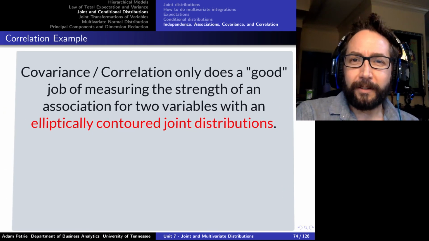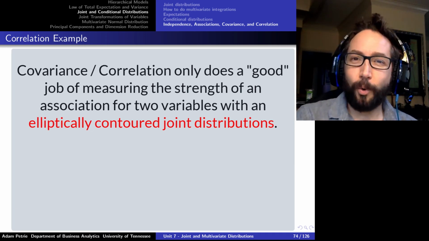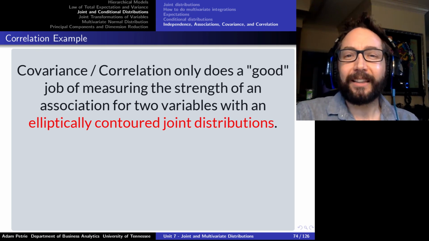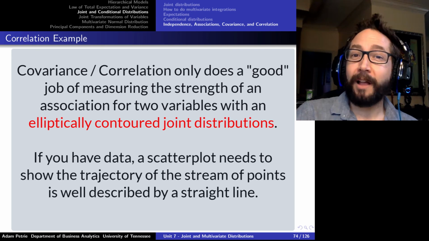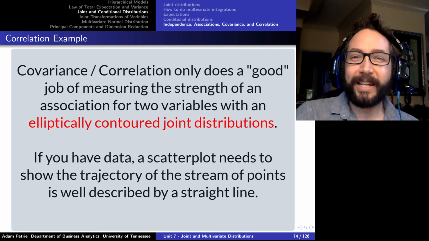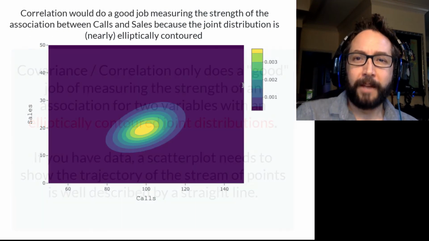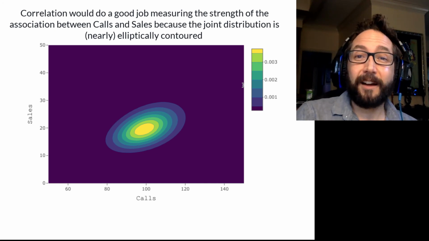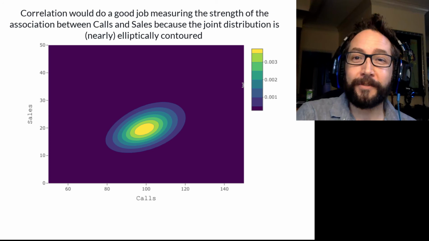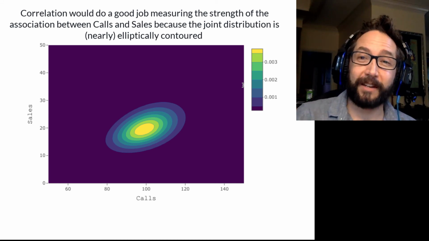That correlation is really only going to measure the strength of the association between our two random quantities when we're dealing with an elliptically contoured distribution. In other words, if we were going to make a plot of the joint PDF, what we need to see is something that looks like a flattened ellipse. So going back to our joint distribution with the telemarketer example, the combinations of the number of calls and the number of sales look to be reasonably well described by a flattened ellipse. So the correlation would do a good job of measuring the strength of that association.